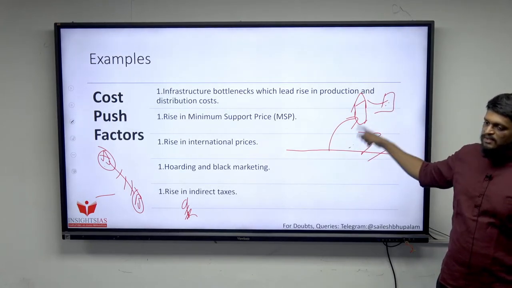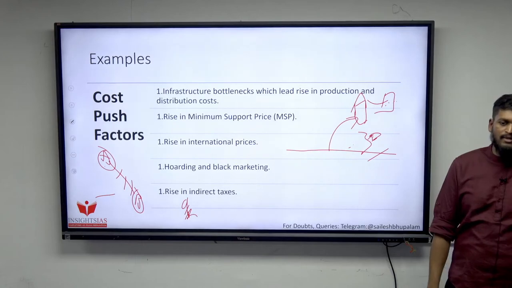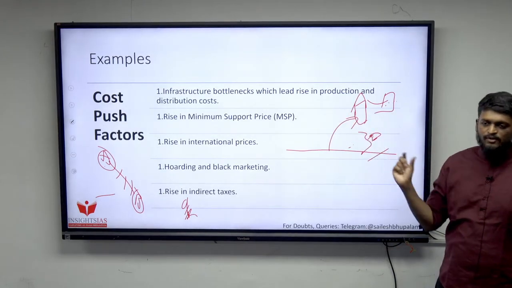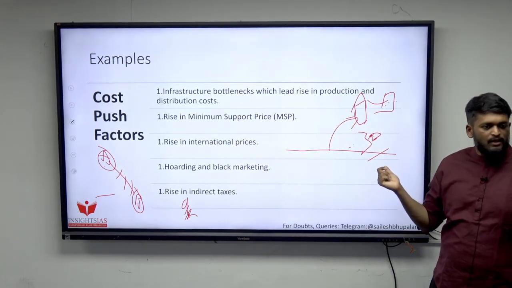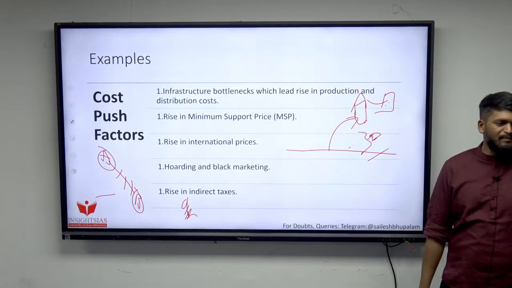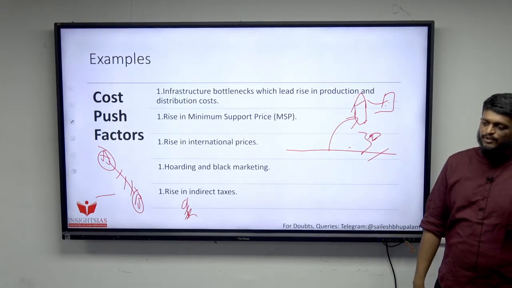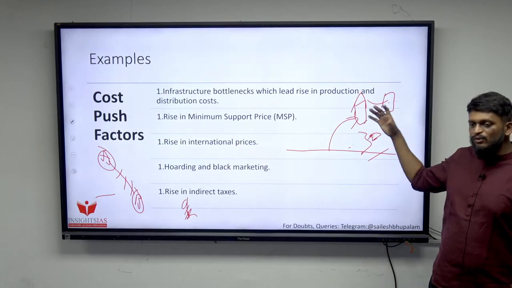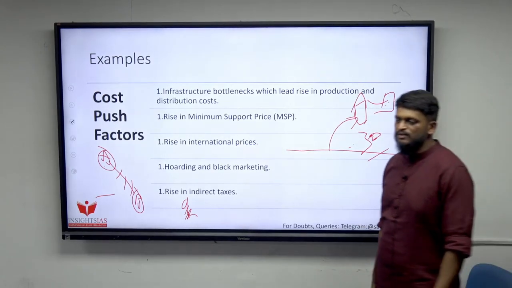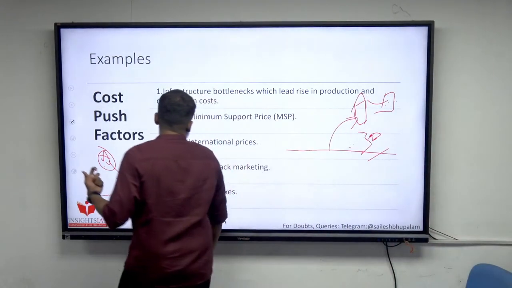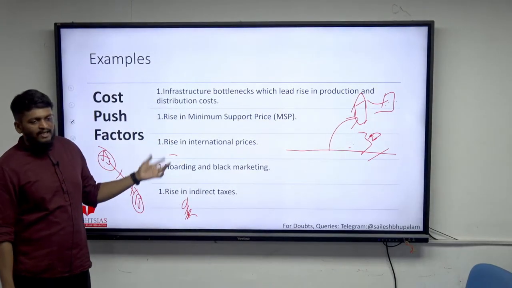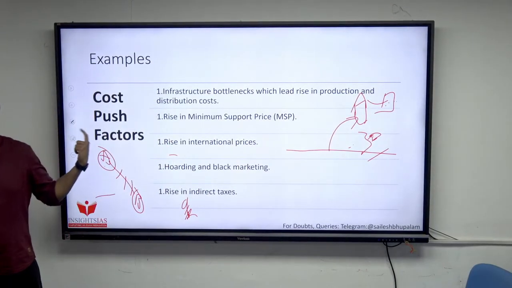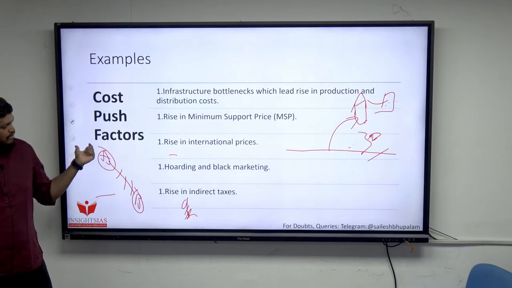Raw material has become costlier, and this biscuit will also become costlier, and that is cost push inflation. You understand? This is wheat. There are 25 other products where MSP is declared. In all these things, I mean, all the things which will use these as raw materials, cost push inflation will occur. Then rise in international prices, we already discussed oil price. Similarly, any other raw material that we buy from outside also will create cost push inflation.